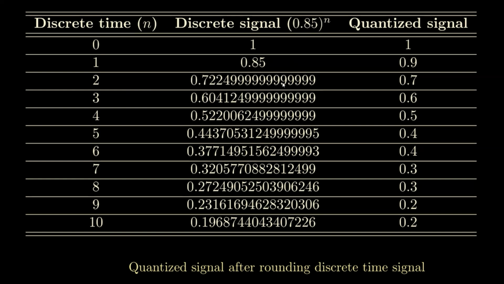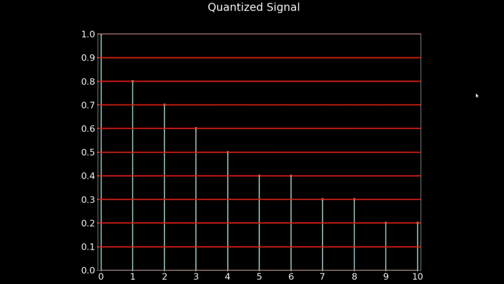This process converts the long, infinite decimal values of the discrete signal into shorter, rounded values that are easier to handle and process. Quantization makes the signal ready for digital representation and further processing. Now, the quantized signal still appears as a discrete signal with samples represented as stems. For example, at n equals 0, the value is 1, at n equals 1, the value is 0.9, and at n equals 2, the value is 0.7.